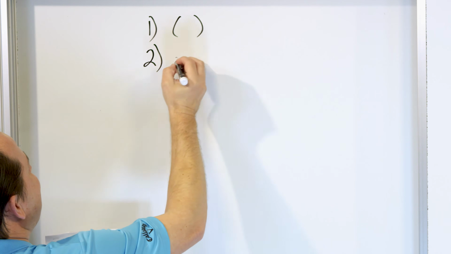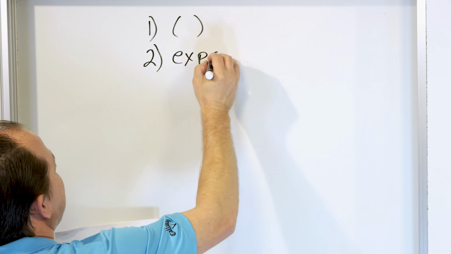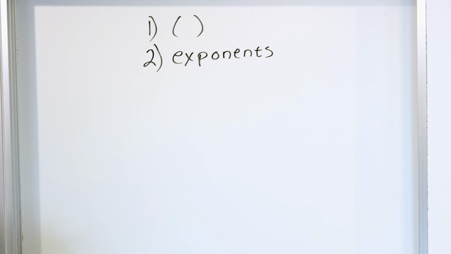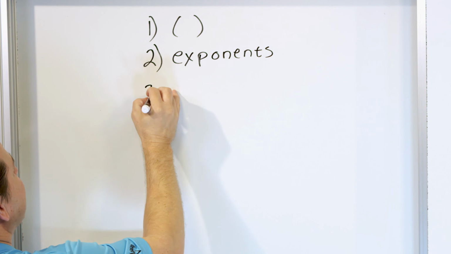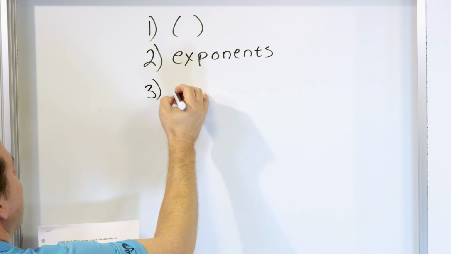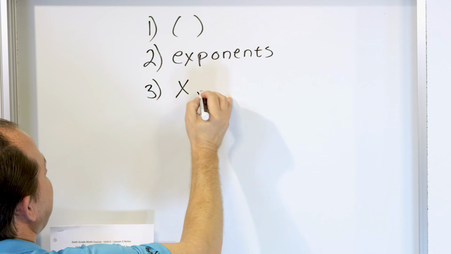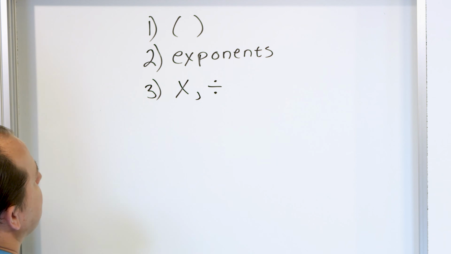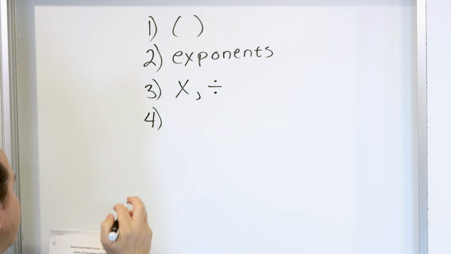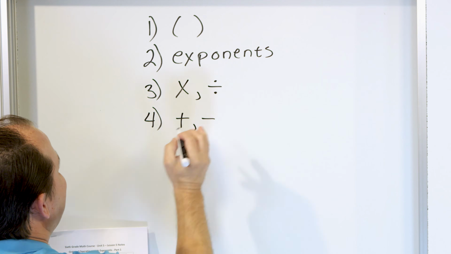Next, if you see any exponents, I'll put exponents, right? You must do the exponents next. The next thing you look for, if you don't have any parentheses or exponents, is multiplication and division. So I'll put multiplication and division, right? And then finally, the very last priority after everything else is done, you do any addition and subtraction.